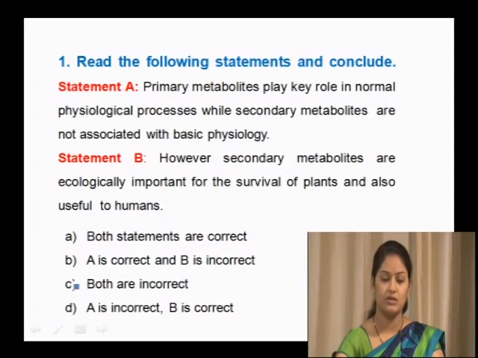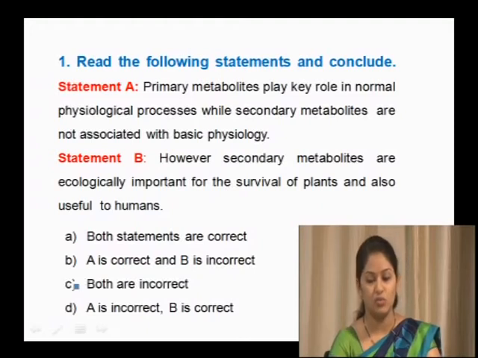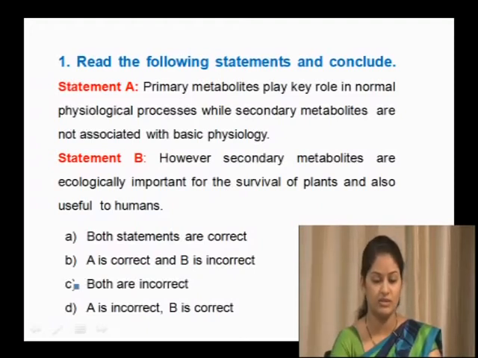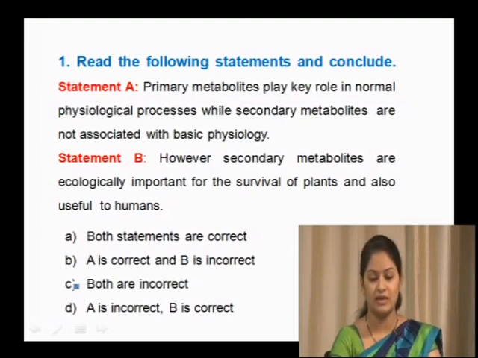So in this question, we have two statements and we have to conclude based on the concept given there. Statement A: primary metabolites play a key role in normal physiological processes, while secondary metabolites are not associated with basic physiology. Statement B: however, secondary metabolites are ecologically important for the survival of the plants and also useful to humans. So here what we can understand is that in case of plants, we can classify their chemicals into primary metabolites and secondary metabolites.